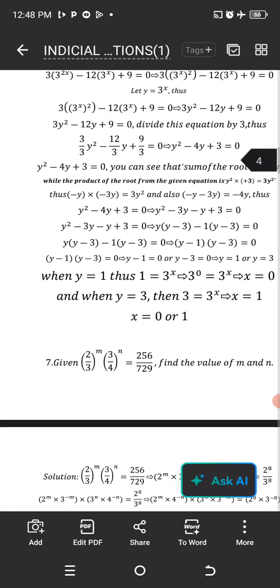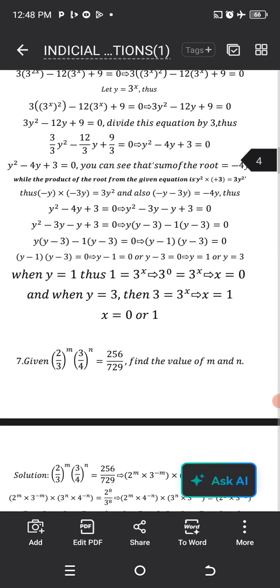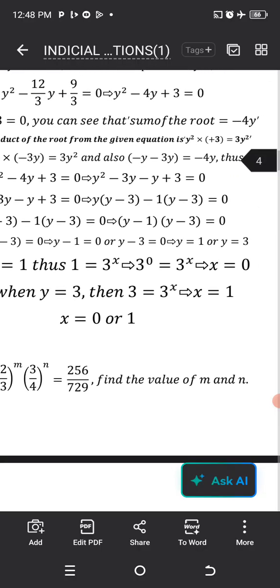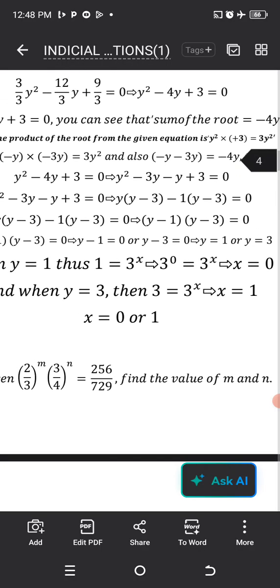So once you have gotten the value for your y, then you can relate them together. If y equals 1, then 1 equals 3^x. Recall, I said earlier that anything 1 can be expressed in any format. So that's why y is equal to what? 3 raised to power 0 is 1.